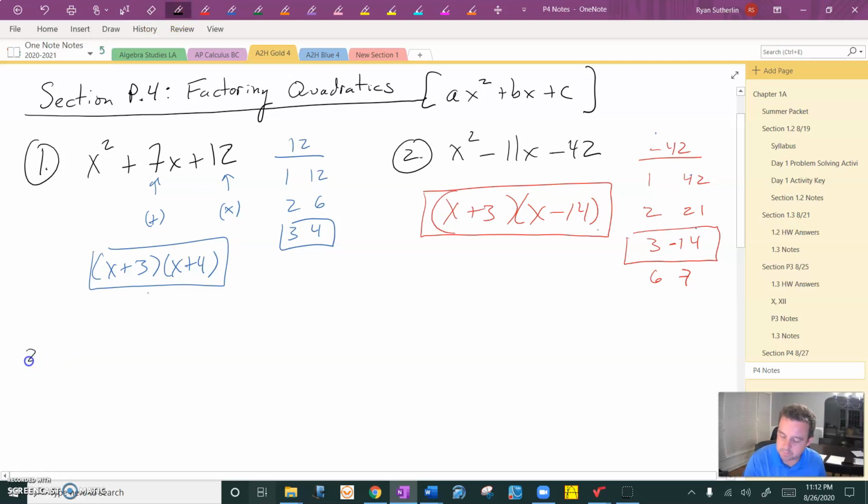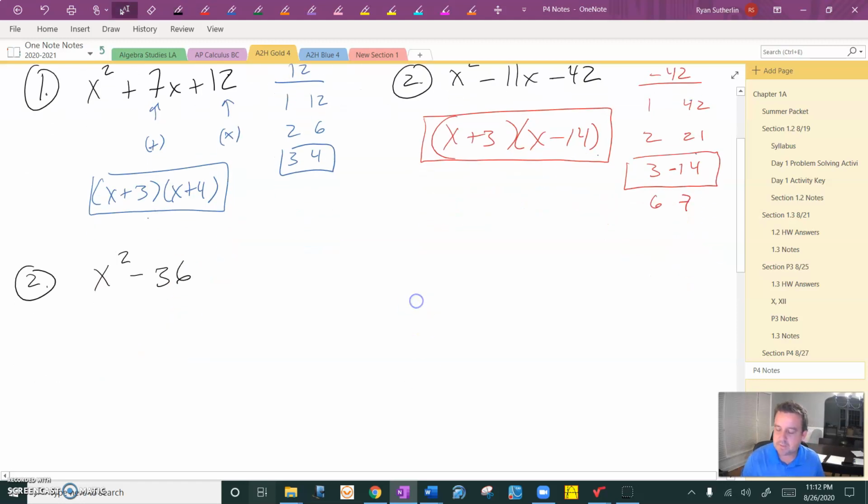The other technique of factoring a quadratic is when you have what's called a difference of perfect squares. So something like x squared minus 36. We call it a difference of perfect squares because x squared is a perfect square, right? The square root of x squared is really the absolute value of x, but we're just going to consider x to be positive, so that's x. And the square root of 36 is 6. So since those are perfect squares, this simply factors into x minus 6 and x plus 6.